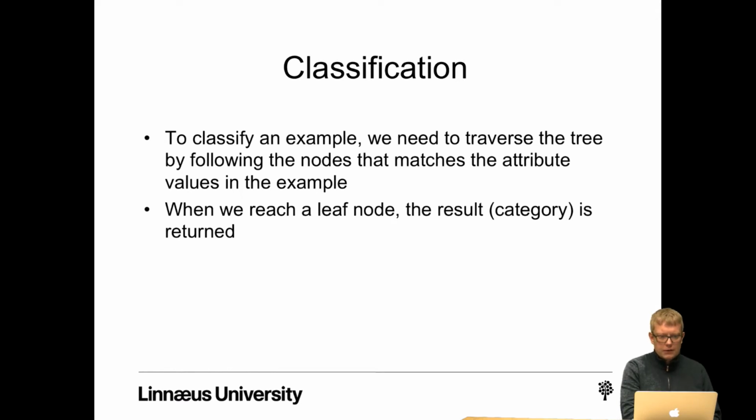When we classify an example, we simply need to traverse the tree by following the nodes that match the attribute values in the example, and when we reach a leaf node, the result of the category is returned. So it's quite simple to classify, and it's easy for us to see how the system came to its conclusion because we can just see where the classification traversed the tree.